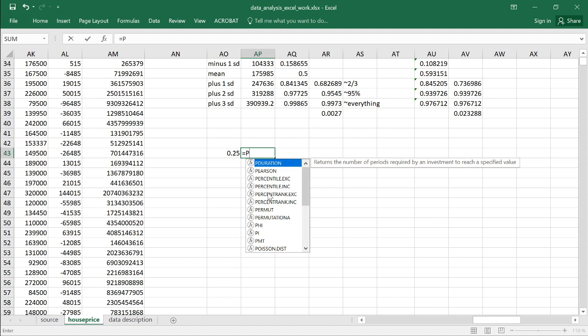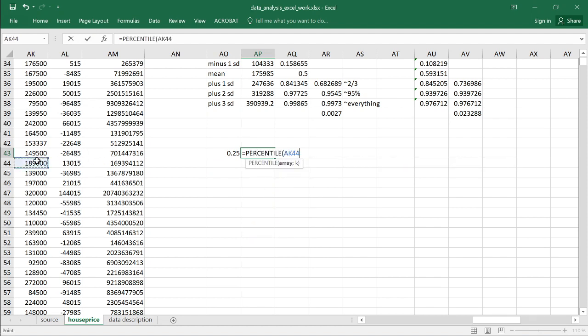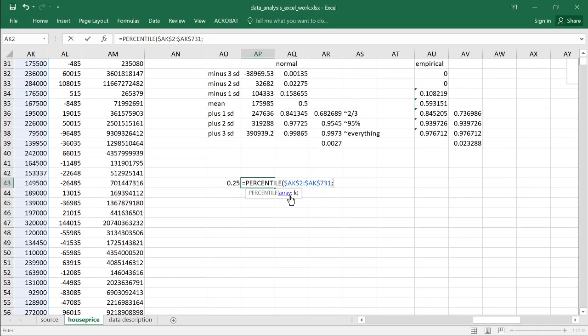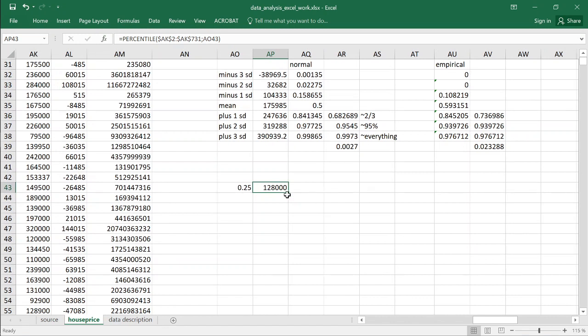And in that case, we can use the function percentile. We need to say which data we want to use for that purpose, and we need to give this number k here, which is the percentage split. So the result of 128,000 says that 25% of the cases in this data set have a price below 128,000, and the remaining 75% have a price above 128,000.